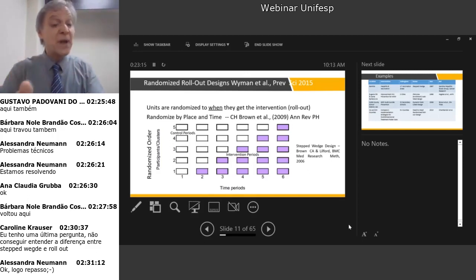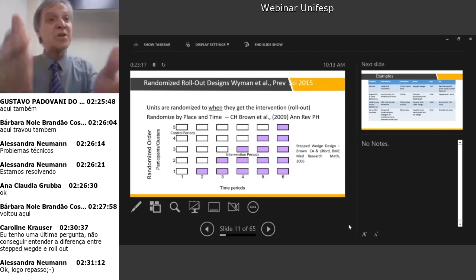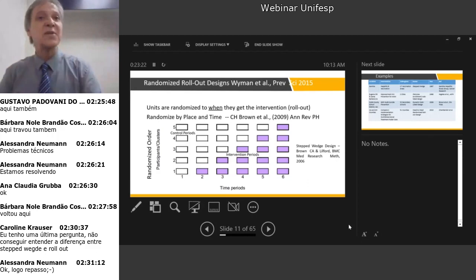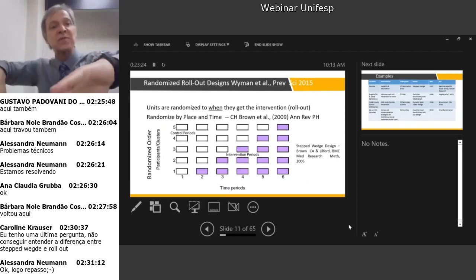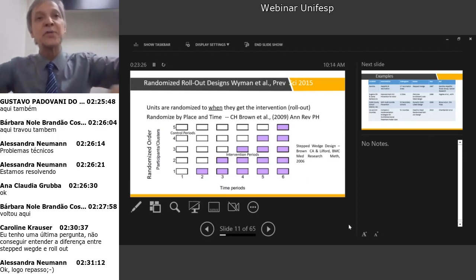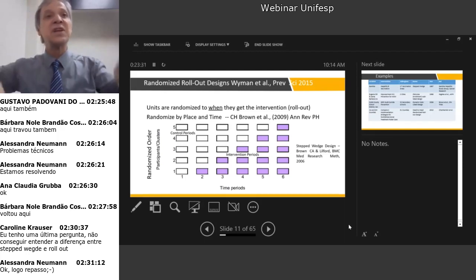Because by the way, I'm measuring endpoints and everything every year or every month. If it's in 6 months or 6 years, I'm measuring everything. So you end up with a group of people who are treated. The beauty of the rollout is that by randomization of time, I end up with cities.